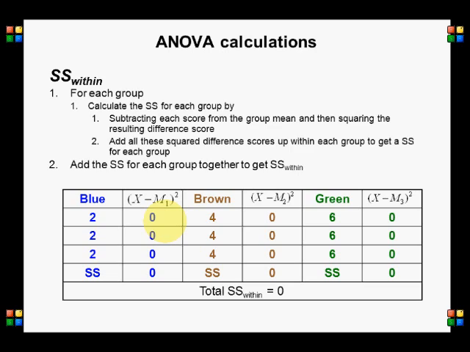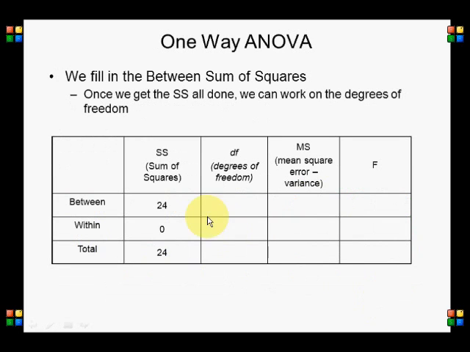Now, with sum of squares within, I compute the sum of squares for each group, treating them as their own thing. And I'm ignoring the overall mean here. It's just each x score minus the mean, squared. And I add all those up, right? So I have my 2 minus 2, 2 minus 2, 2 minus 2. Square all those, add them up, that's 0. Same thing for this, same thing for this. And that's my total sum of squares is 0. Now, once I fill in the between group sum of squares and the within group sum of squares, I can move on to my degrees of freedom.